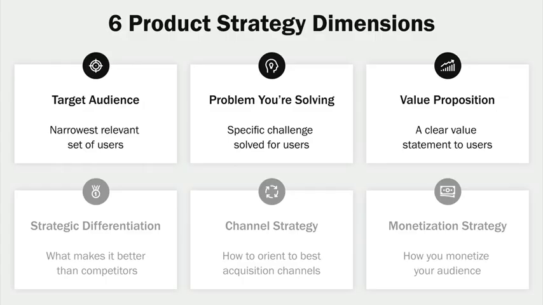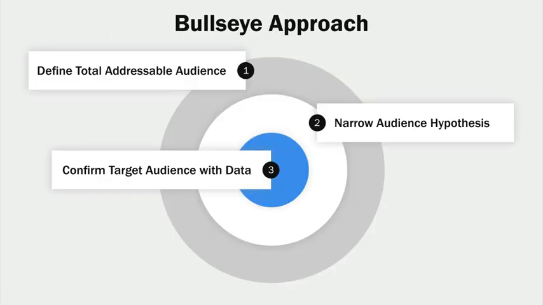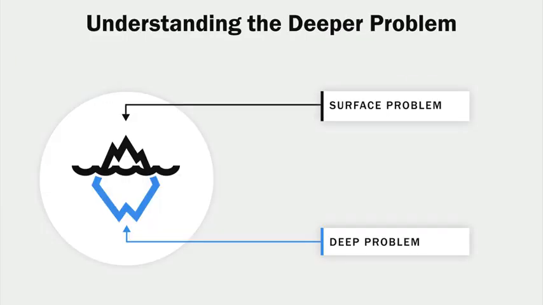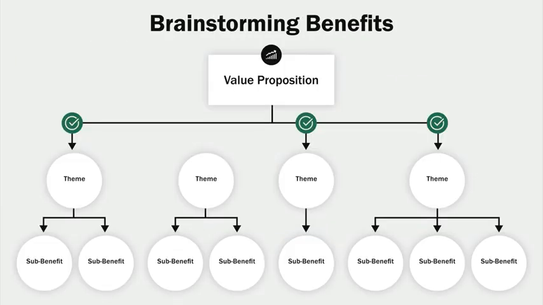So far, we've covered how you need to develop not just a surface-level understanding, but a deep understanding of your target audience, the problem you're solving, and value proposition. Getting to your narrowest set of relevant users, understanding the root problem you're solving, and being able to articulate your value proposition are all key parts of identifying features that will really resonate with your core users.